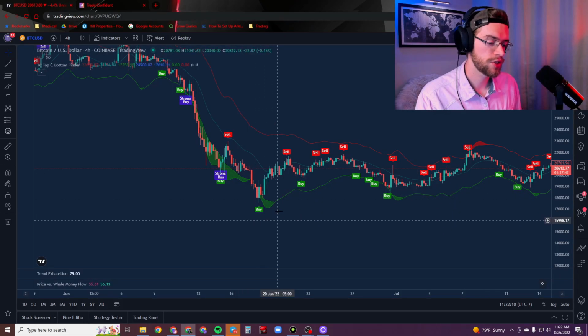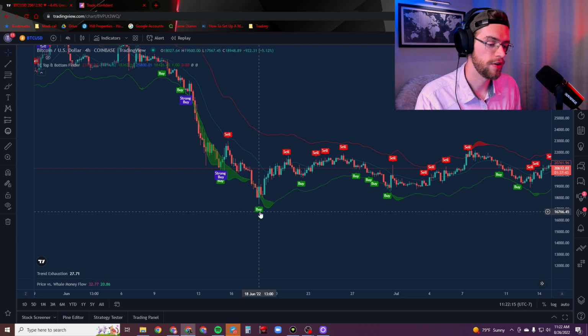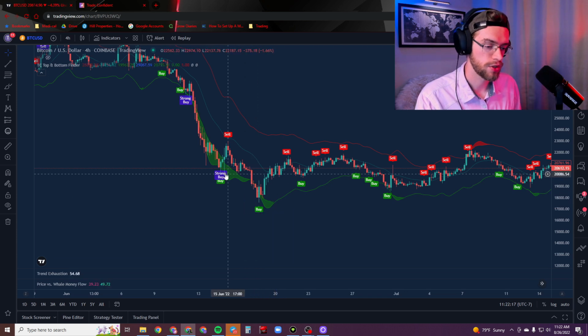Starting with the TC top and bottom finder indicator, this one uses buy, sell, strong buy, and strong sell signals to give you the most accurate entry points for your trades. A buy signal shows a possible entry for a trade and requires confirmation from another indicator to validate the entry. A strong buy, however, does not require the use of another indicator and stands fantastic on its own. However, it's never a bad idea to use other indicators to confirm the trade, even if it is a strong buy signal.